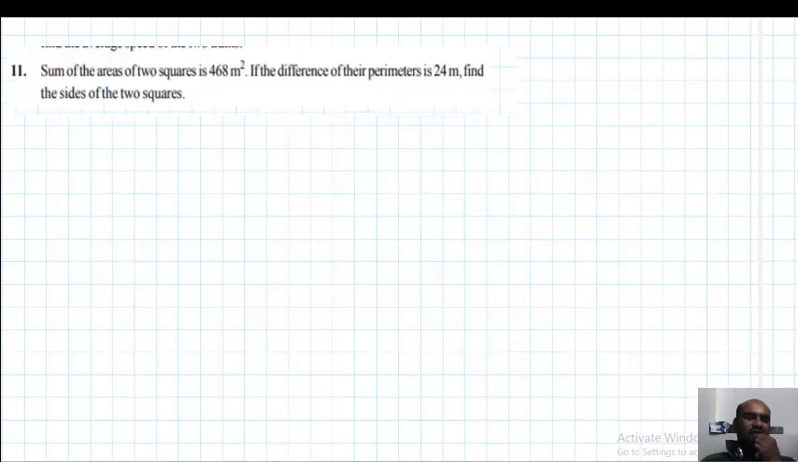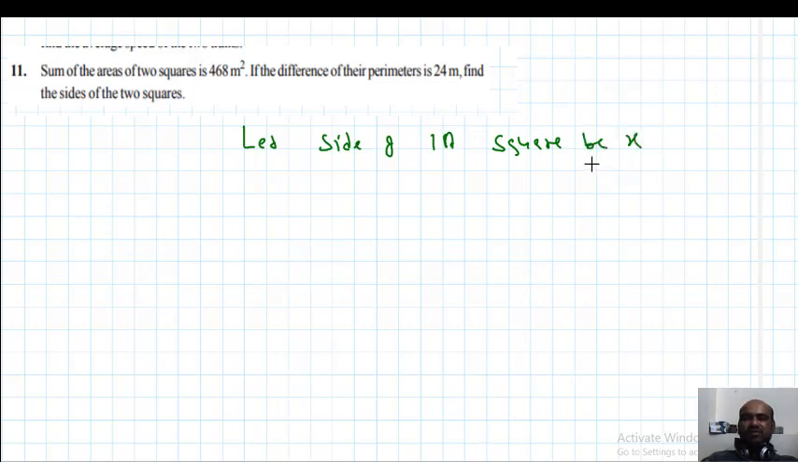10th problem completed. 11th problem. Sum of the areas of two squares is 468 meter square. If the difference of their perimeters is 24 meters, find the sides of the squares. Okay. Let the side of the first square be x, and the second one be y.